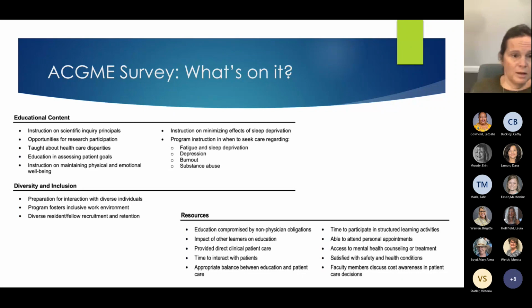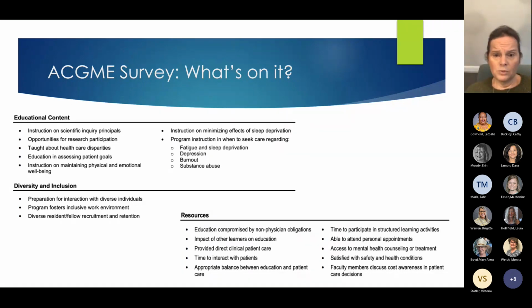Looking at diversity and inclusion, it looks at whether they are being prepared to interact with diverse patient populations. Do we foster a culture of inclusivity and belonging? Do they have an opportunity to participate in recruitment and retention, not just of residents and fellows, but also of medical students, of staff, of new faculty? Those were all asked on the previous year's survey.